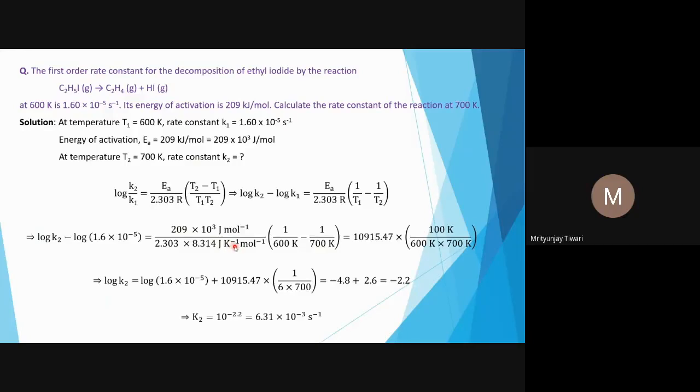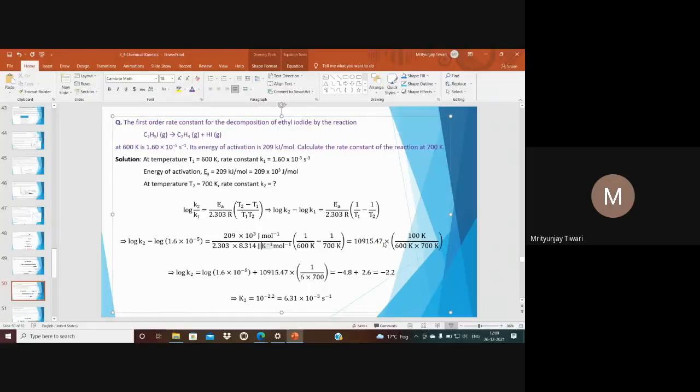And this per Kelvin will be there, and this per Kelvin, this would be the Kelvin actually, and this per Kelvin will become Kelvin. So there is a unit Kelvin as well.